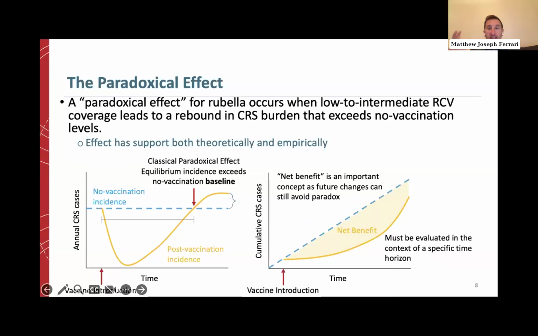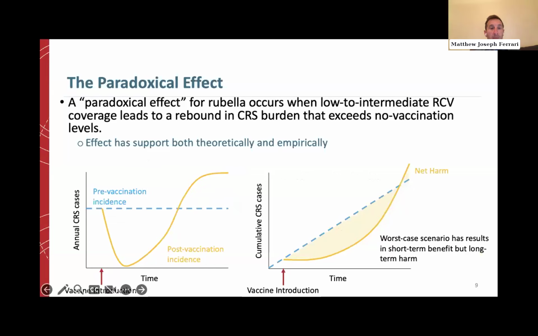It's also important to note that in this case, it's possible for there to be net benefit in terms of reduction of CRS burden over a given time horizon. And here the post-introduction decline in CRS offsets the future paradoxical effect over the time horizon that we've illustrated in the schematic. And if the paradoxical effect is sufficiently large, then we can get an outcome with both the paradoxical effect after some time in the future and net harm after a sufficient period of time.